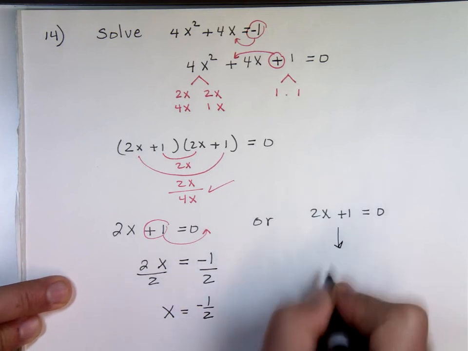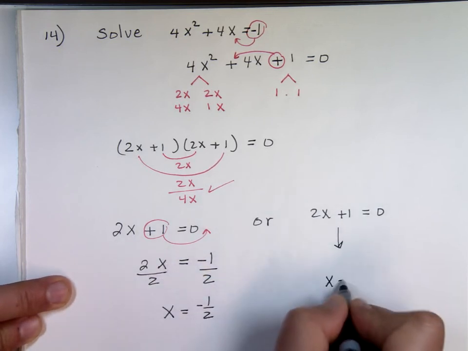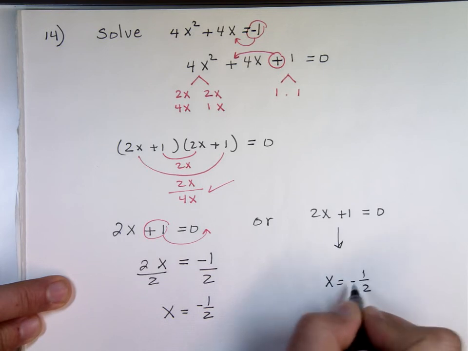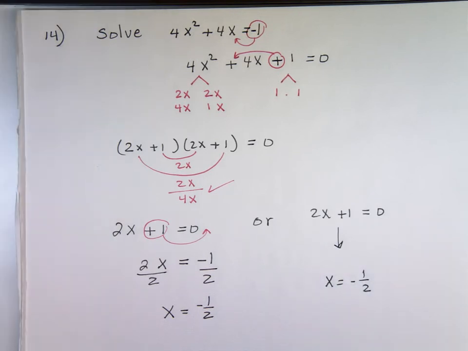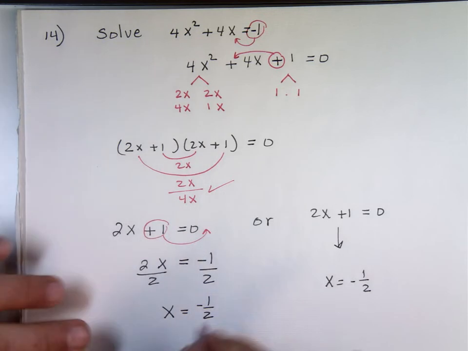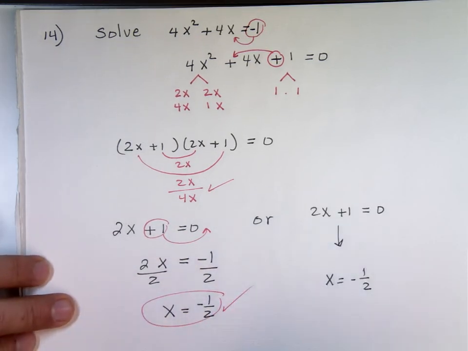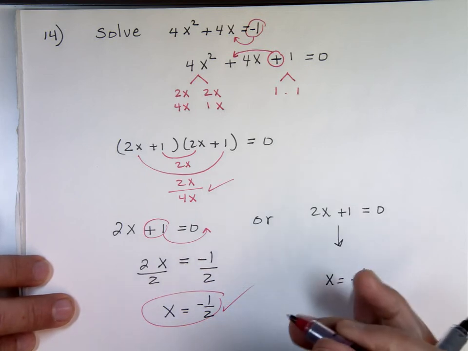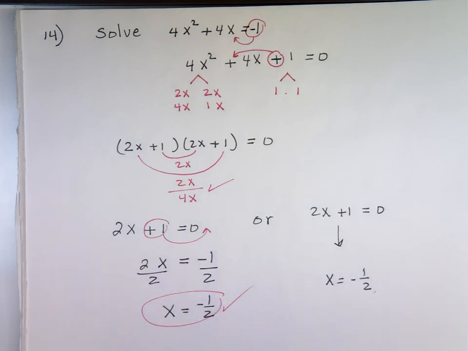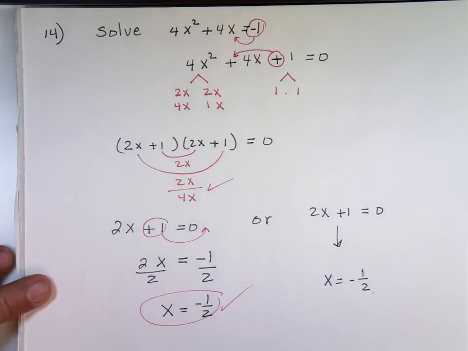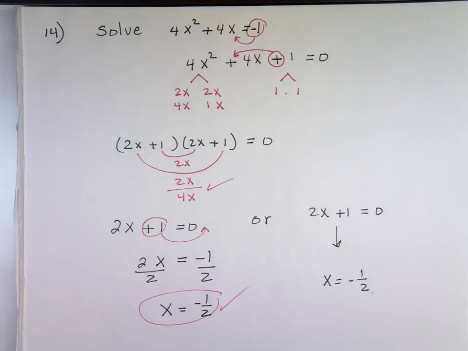X equals -1/2. When you have the same answer, you don't put that twice. You only write it once. So the solution to that's only one. That's it. You're not going to write this. That's the same as this. And we'll do one more.